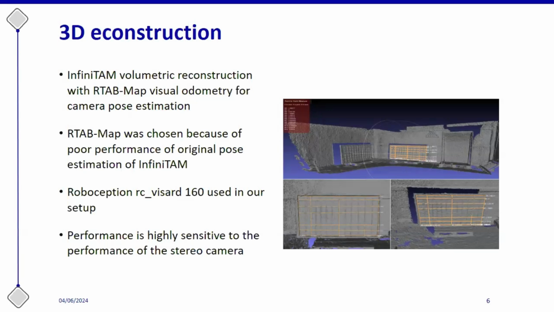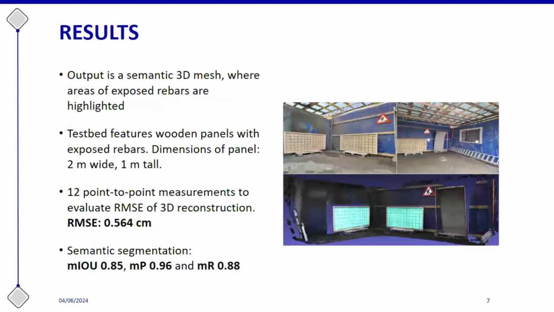What we can see here is the actual 3D reconstructed mesh of the whole scene without any semantic annotations. We can see these two wooden frames with the exposed rebars that are our mock-up construction site. Coming to the output, as I said, it is a semantically annotated 3D mesh. Here we can see the 3D mesh with the regions with exposed rebar highlighted in cyan. These are images from the test sequence, so the training hasn't seen these images before.